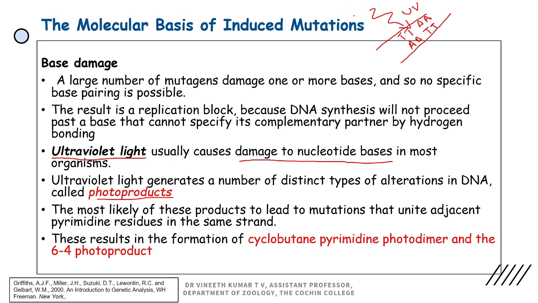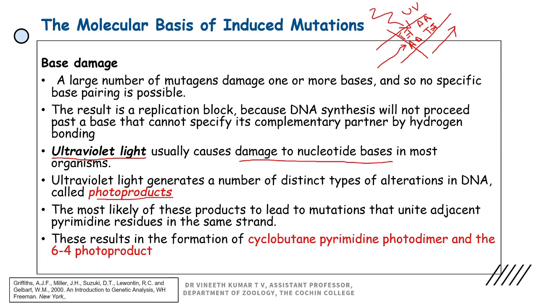When this UV light hits the DNA, this thymine, which is close by, instead of pairing with adenine, loses its hydrogen bonding with adenine in the complementary strand, and the adjacent thymines pair up and form thymine dimers. This is called a photoproduct. As a result, there is no hydrogen bonding. When a replication fork is replicating the DNA, it will halt from this position. Replication will not move forward.